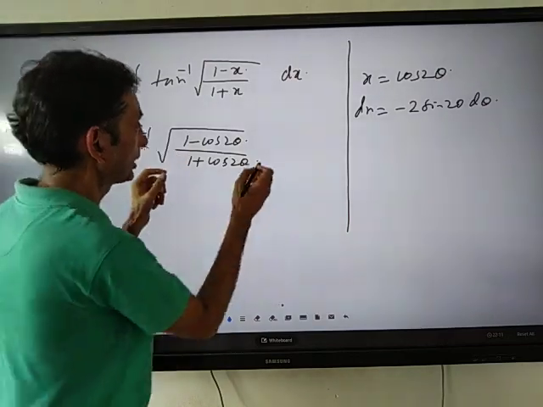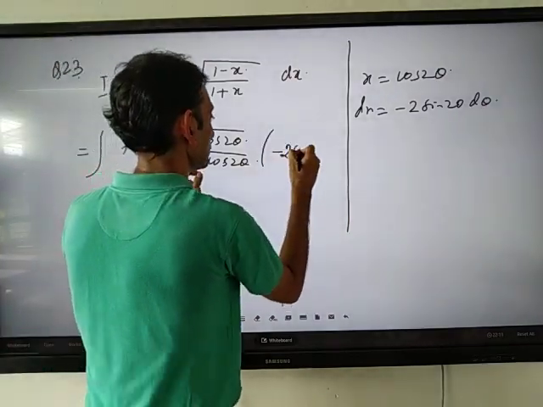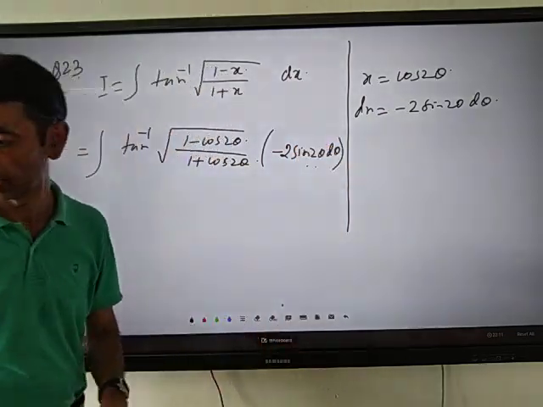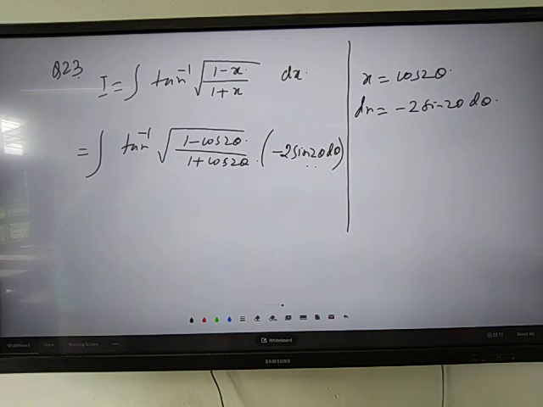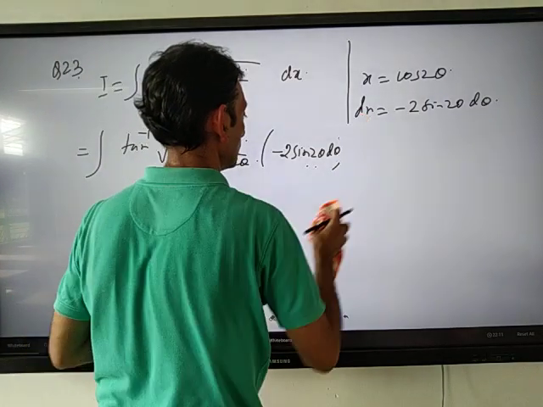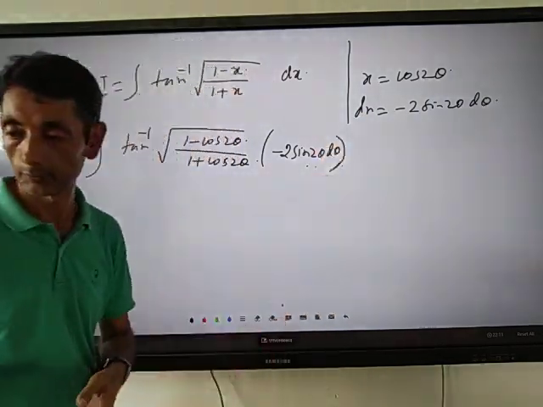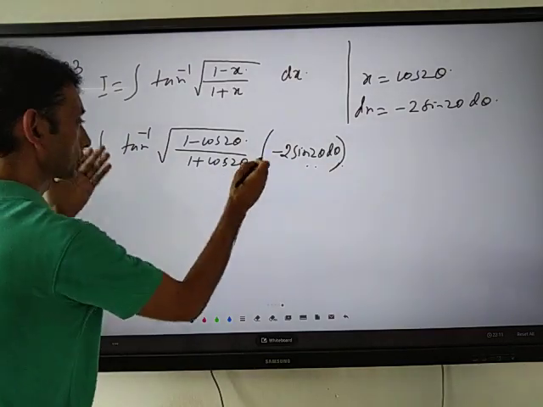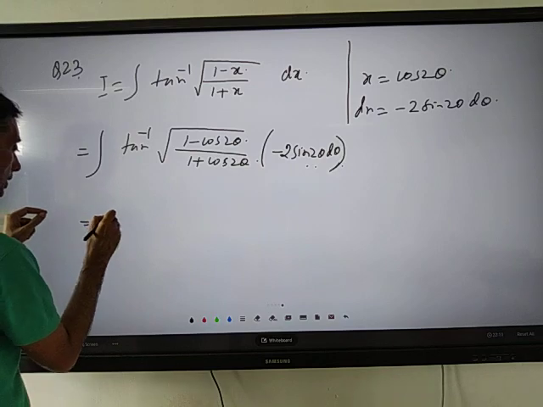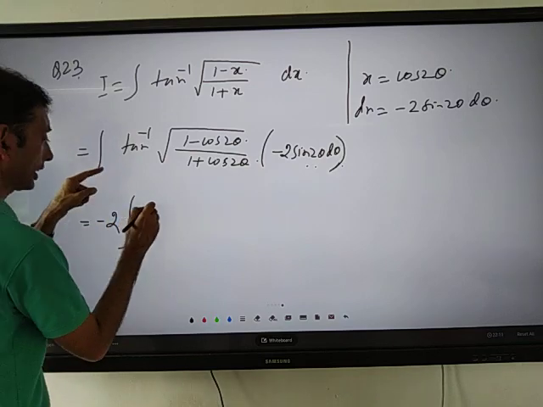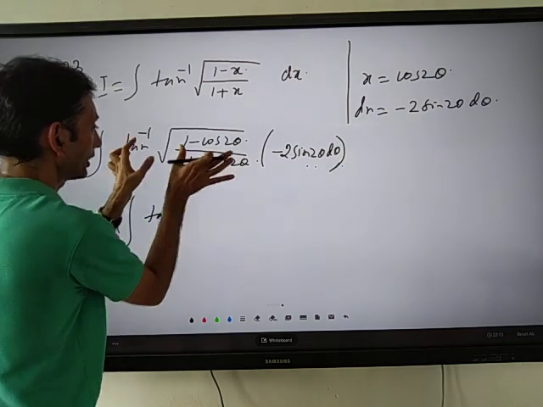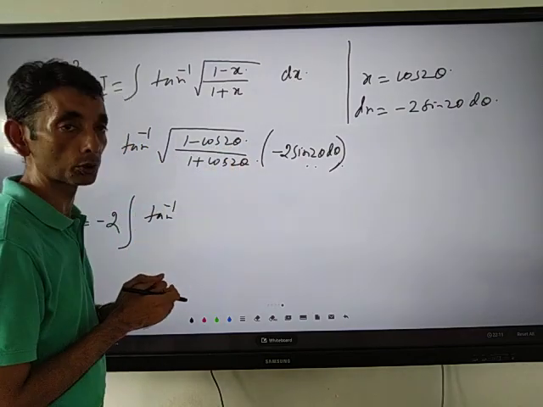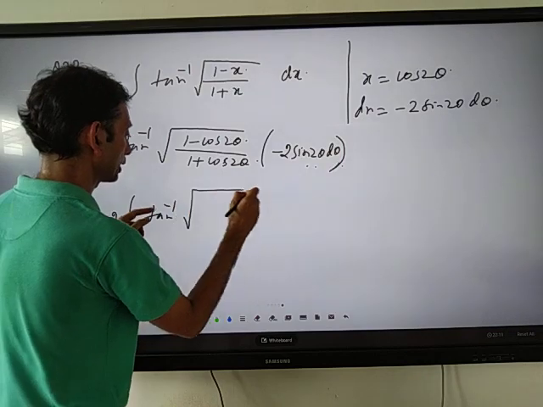dx is minus 2 sin 2 theta d theta. This is the value of dx. Now, this minus 2 we can write as a coefficient. So it's tan inverse, and this gives 2 sin square theta, and this is 2 cos square theta, the 2s cancel out. Anyway, let me write the steps.